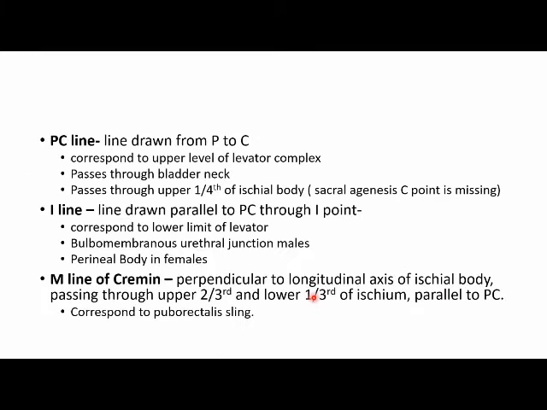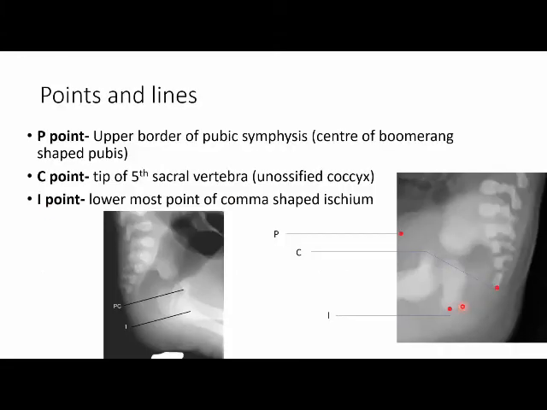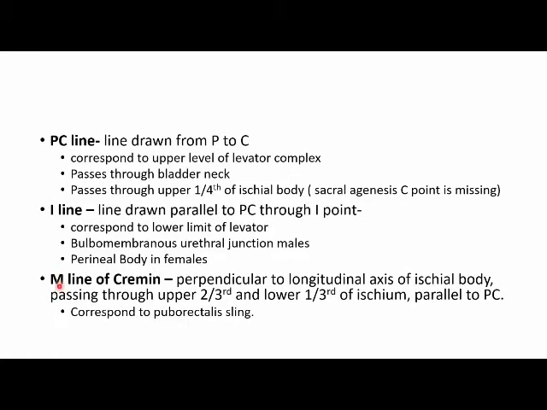Now coming to the lines. The first one will be the PC line, which is the line drawn from the P point to the C point, and it corresponds always to the upper limit of the levator complex. So it is an anatomical landmark for the bladder neck. And the second one will be the I line. The I line will be drawn parallel to the PC line through the I point, which is the lowermost point of the comma shaped ischium bone. The I line usually corresponds to the lower limit of the levator, and anatomically it corresponds to the perineal body in females, and also the bulbomembranous junction in males.